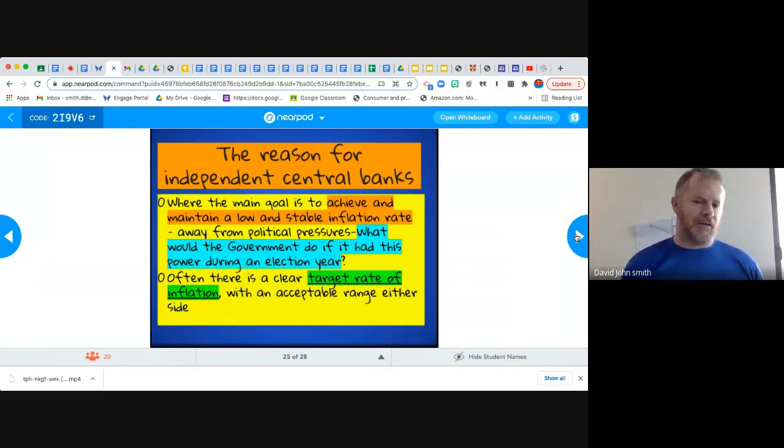Why do we then therefore need to have independence in our central banking system? So those central banks, the reserve banks, they should be independent. All right. The goal by the government is to have a low and stable inflation rate. So therefore, we want our central banks to be free from political pressure.